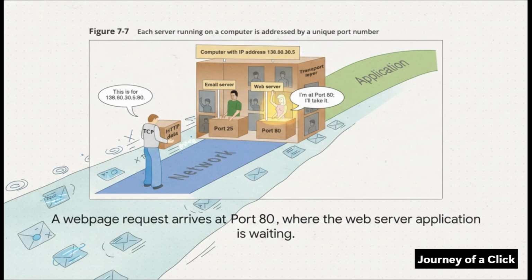I love this cartoon because it shows this perfectly. The data packet arrives at the computer and it's basically shouting, "Hey, I've got a delivery for port 80." The web server, which is listening on port 80, says, "Yep, that's me," and takes the package. Meanwhile, the email server over on port 25 just ignores it completely. It's a super efficient way of sorting the mail.